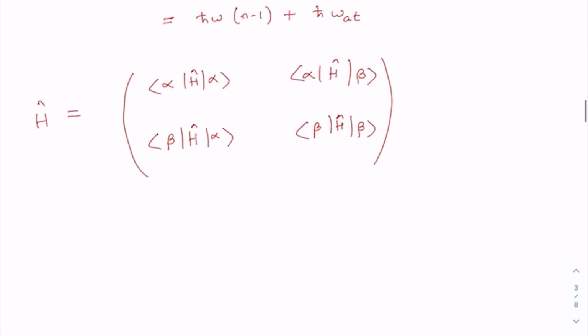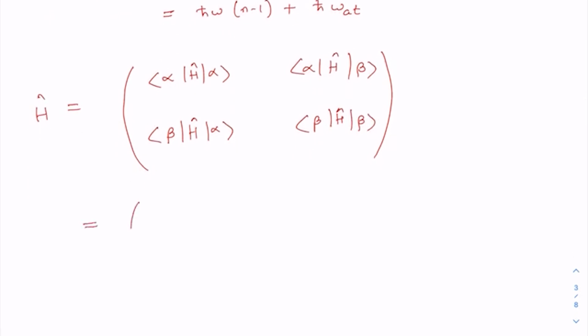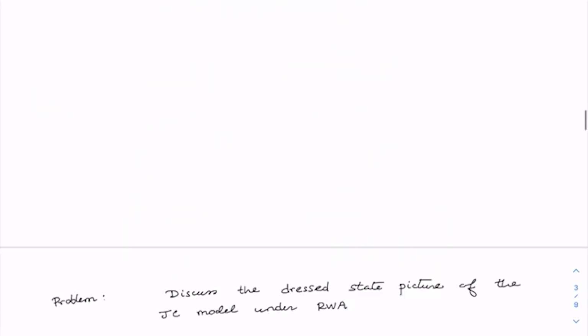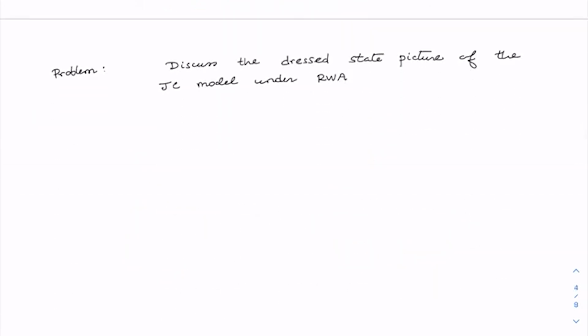We have evaluated all of them, so if we put them in, we'll have here h cross omega n, here h cross g square root of n, here h cross g square root of n, and here h cross omega n minus 1 plus h cross omega atom. So this is the Jaynes-Cummings Hamiltonian in the matrix form under rotating wave approximation. Now let us work out this particular problem.